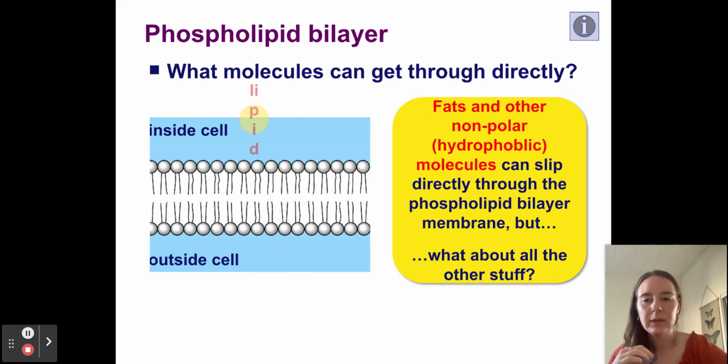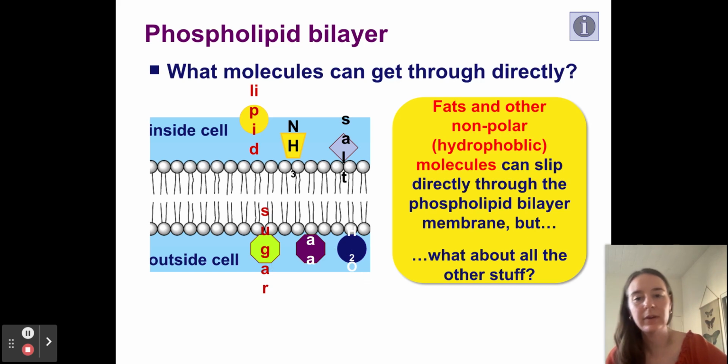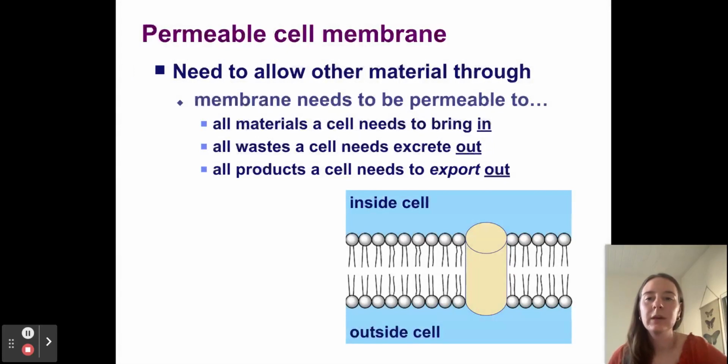So again, lipids can easily get in and out. But what about bigger molecules or hydrophilic molecules like sugar, amino acids, water? Remember, water is a polar molecule. It has a partially positive end and a partially negative end. Ammonia and salt, these are charged molecules. And so how do they get in and out of this really hydrophobic membrane? Well, we know that the membrane is semi-permeable. Some things can actually get in and out.